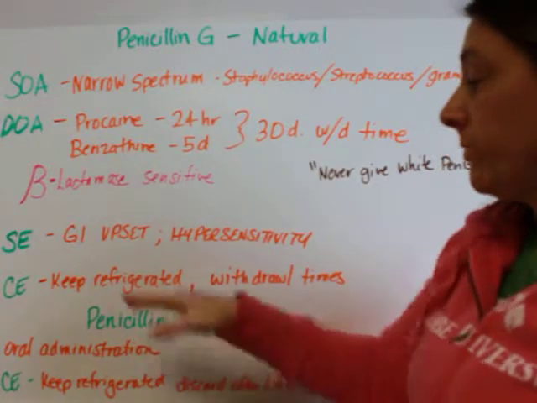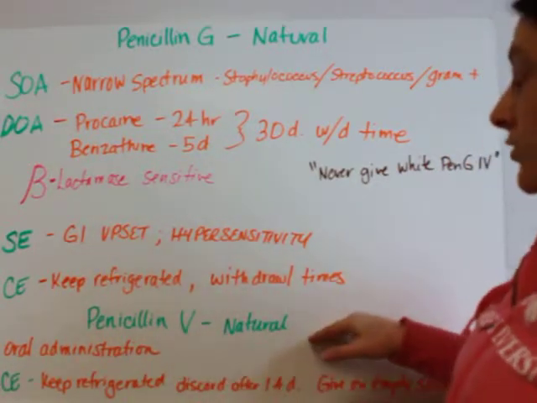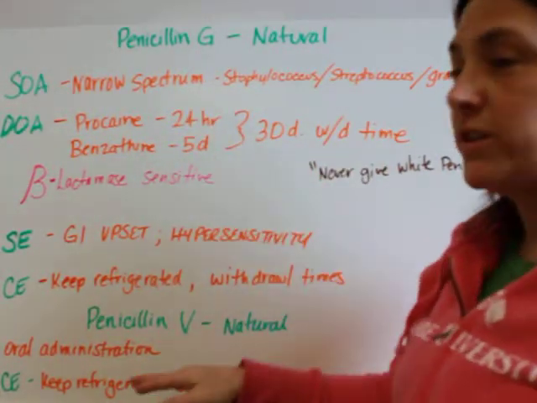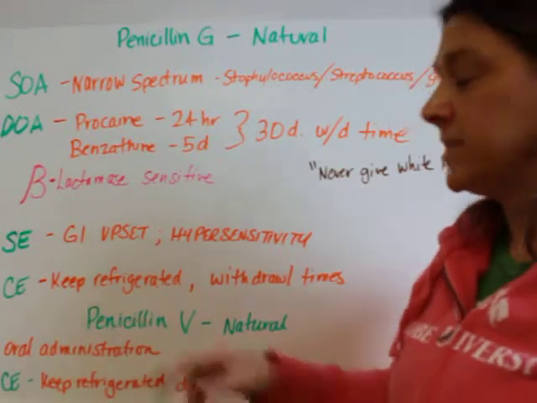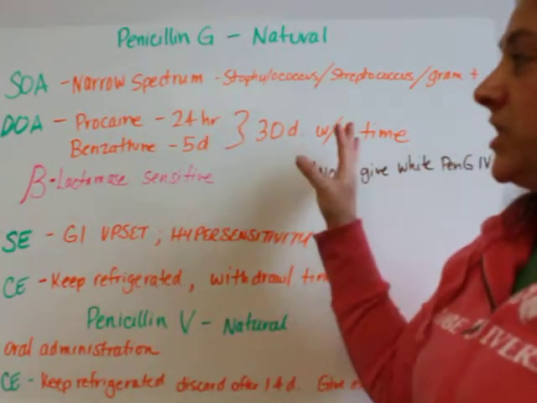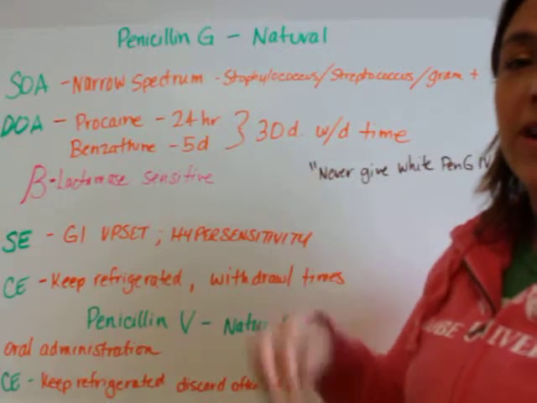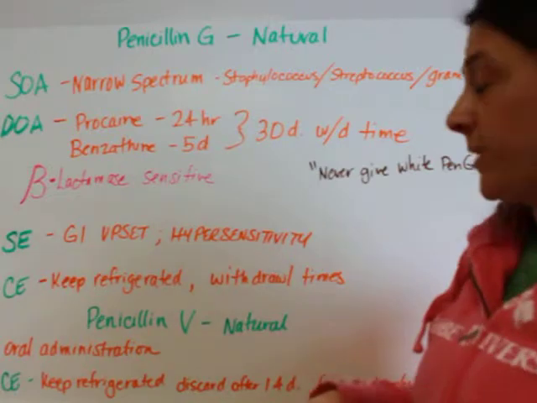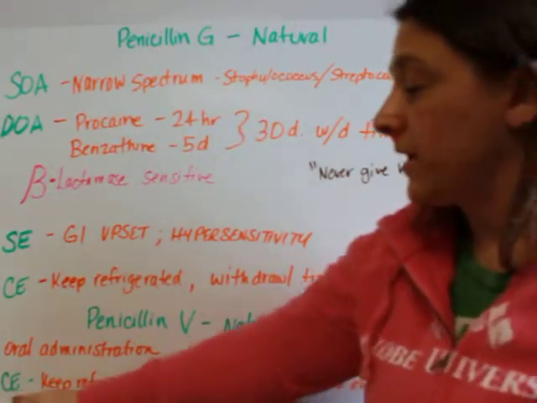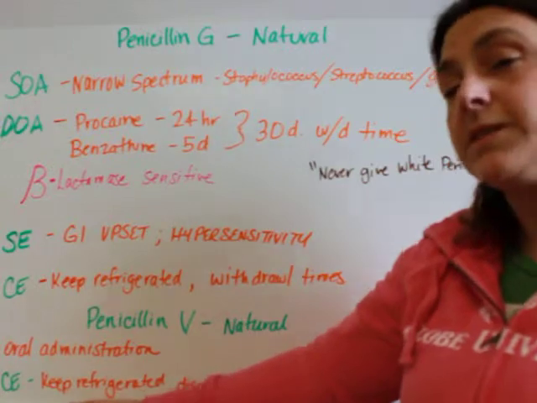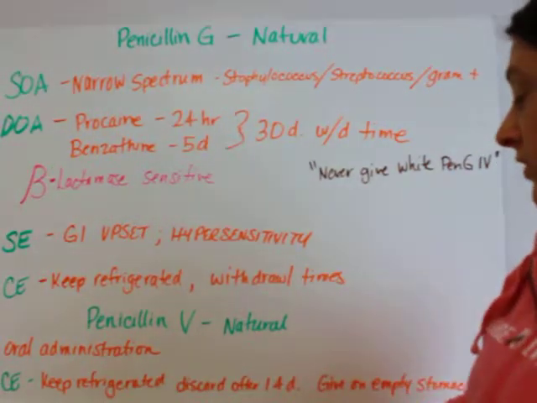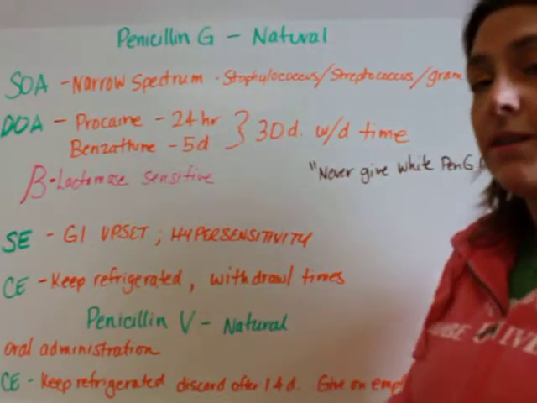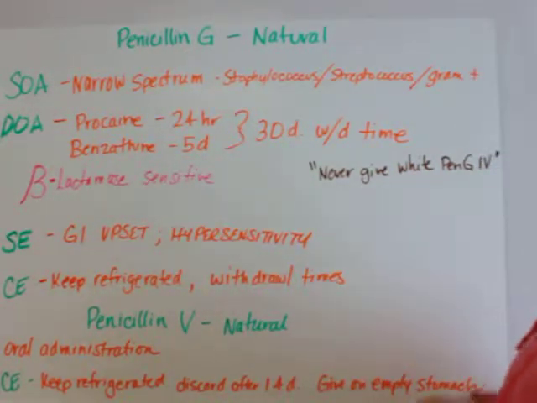So I also put on here Penicillin V. This is a natural penicillin also. It's very similar to Pen-G. The only difference is that you can administer Penicillin V orally. Pen-G, if they take it orally, is destroyed by the gastric acid in the stomach, but Penicillin V actually lasts in the stomach. Everything else is the same, except that CE, if they use a suspension, they need to keep that suspension refrigerated and then discard it after 14 days. And because of the way penicillin V works, you need to make sure it's given on an empty stomach.